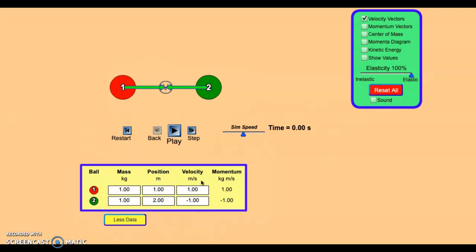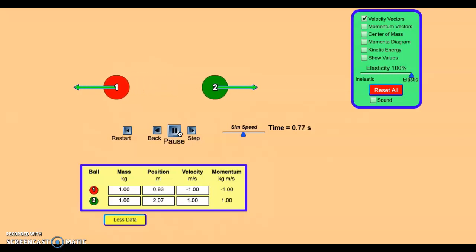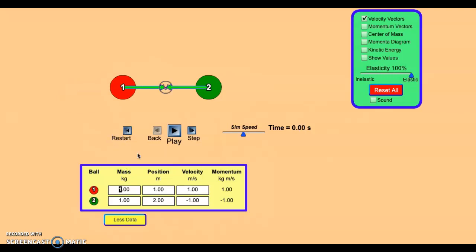So they both have a velocity of 1 meter per second, but object 2 is going to the left instead of the right. And doing that again, let's reset this. We'll have a mass of 3 this time on my object 1, but still doing a head-on collision.